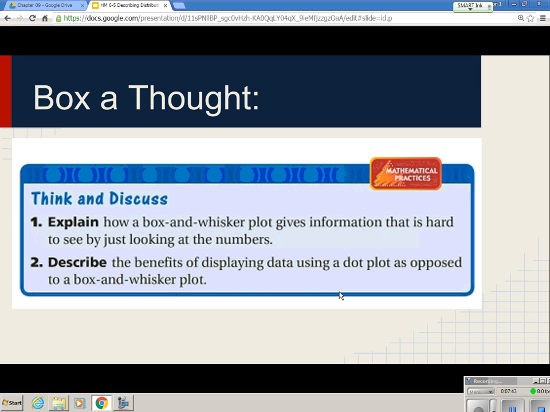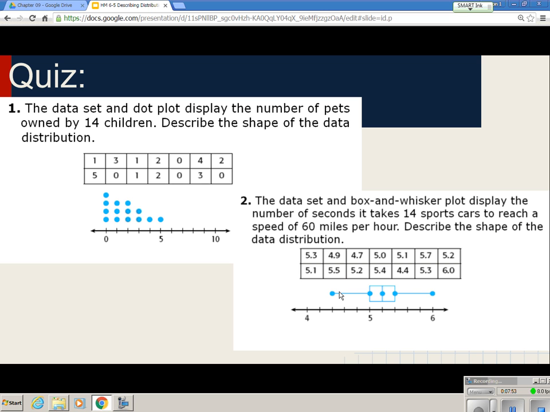All right, you made it. Box of thought. Go ahead and answer these questions with full sentences. And when you're done, come on back. All right, here is your quiz. 2 questions that you need to answer. Come on back to me when you're done and show me your answers, and we'll be done for this lesson.